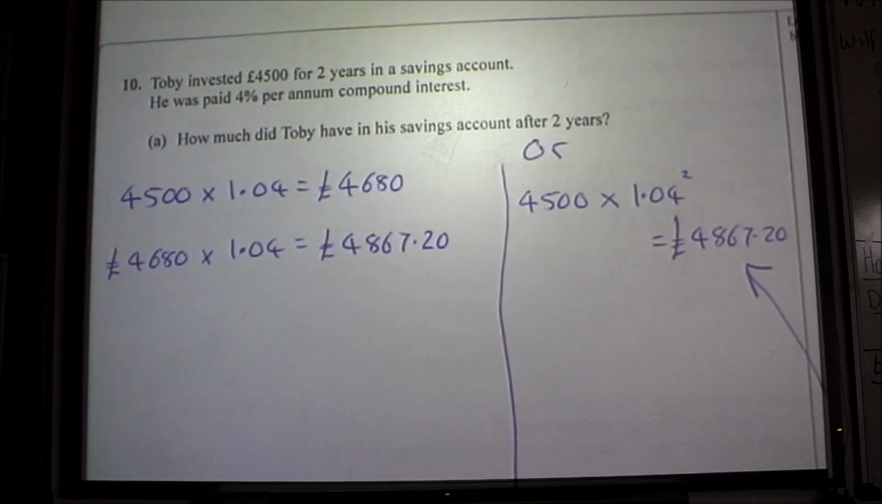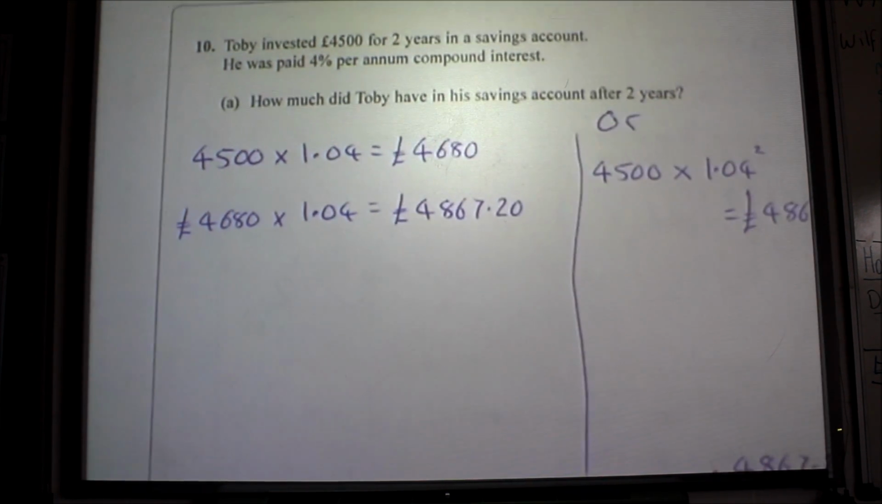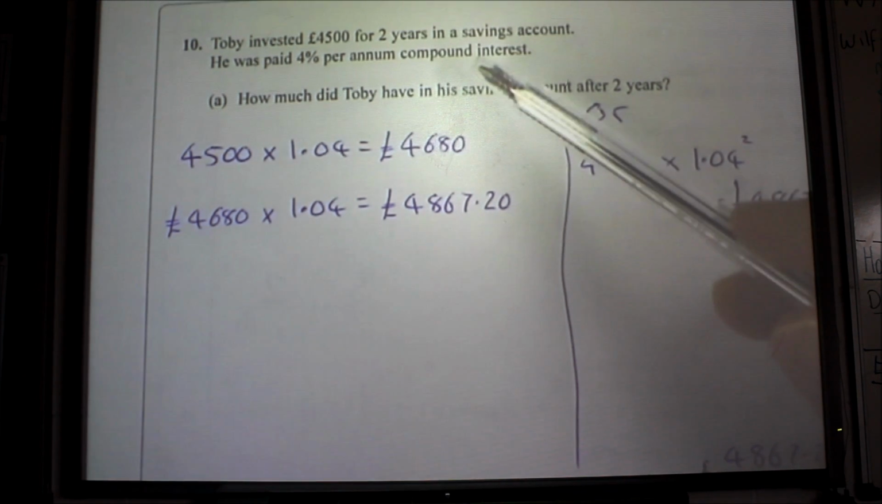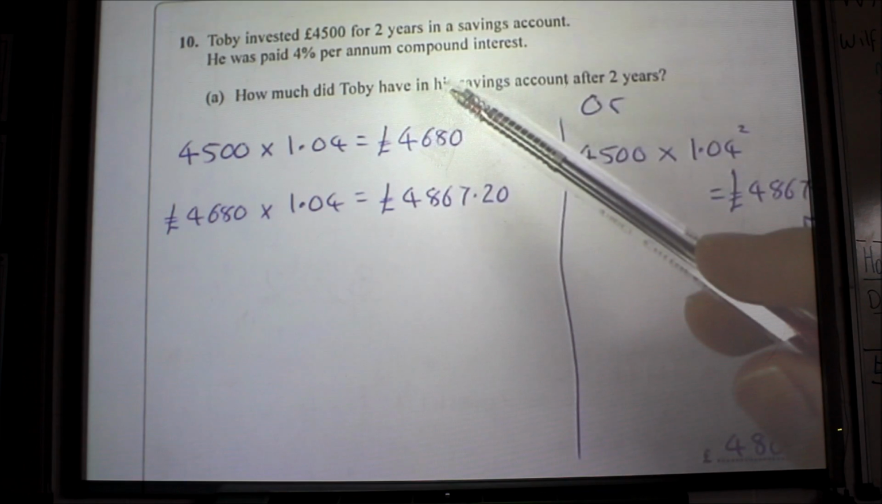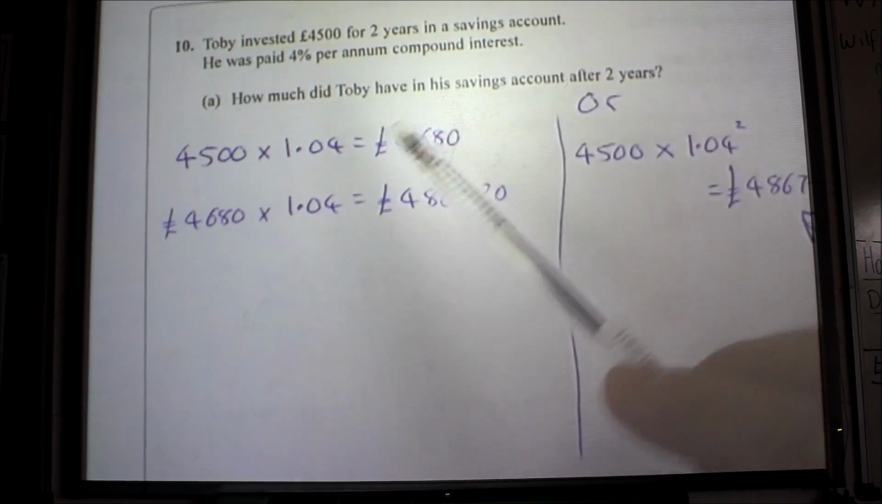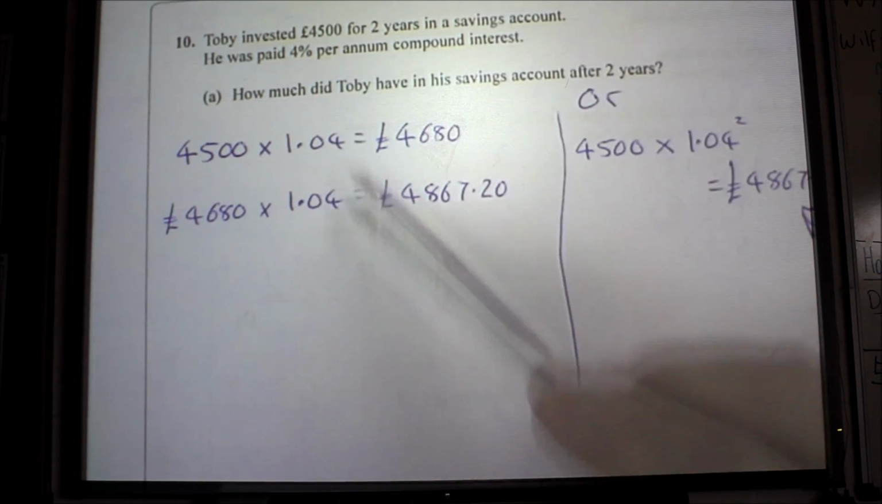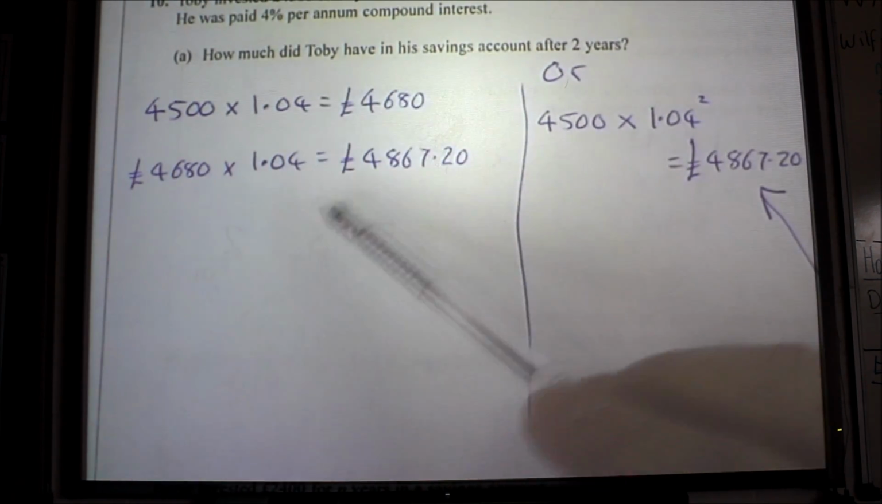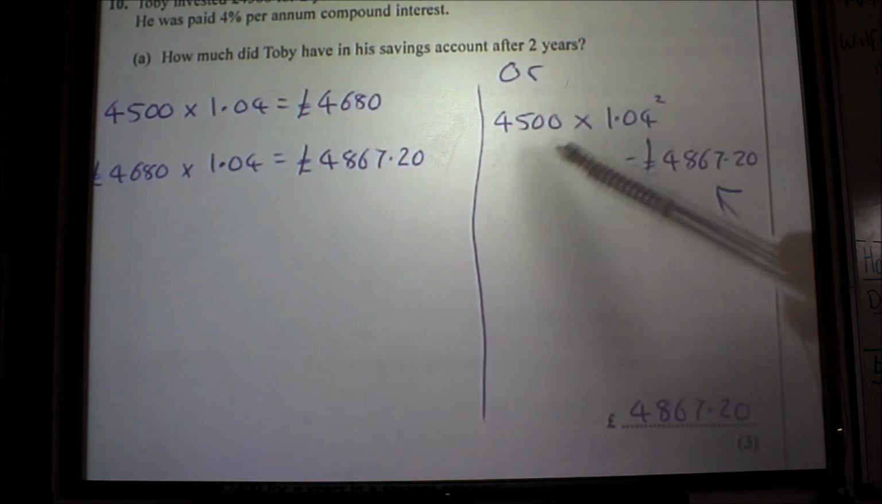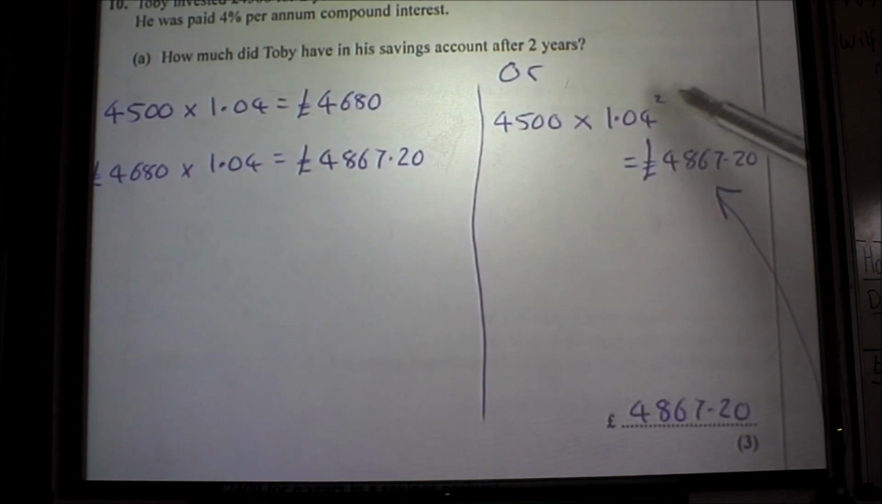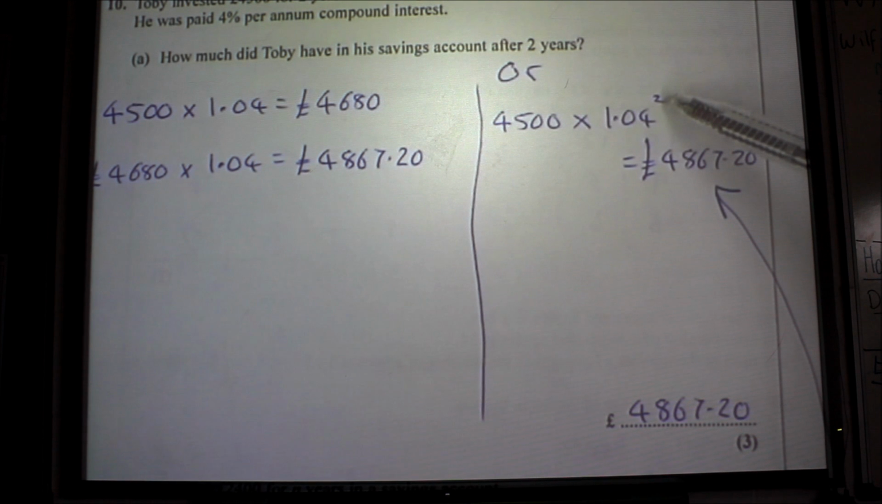Question number 10. Toby invested £4,500 for 2 years into a savings account. It was paid 4% per annum compound interest. Compound interest means you add on the 4%, then the next year you add on 4%, but you also add on the 4% to what he earned as well. So you can do it 2 ways. This is the old-fashioned way, I suppose, multiply method. You do it twice, or this is the one a bit more sophisticated, where you do £4,500 times 1.04. And you square it because it's for 2 years, so it's the power 2. And there's your answer.